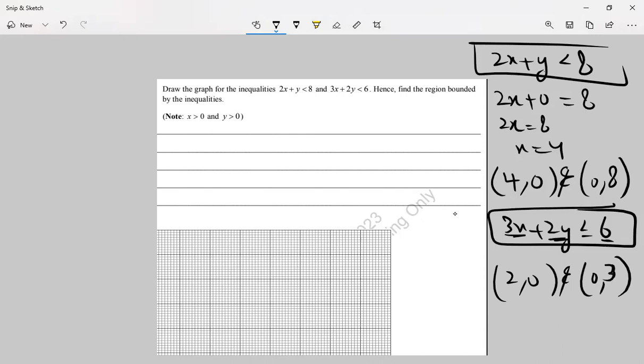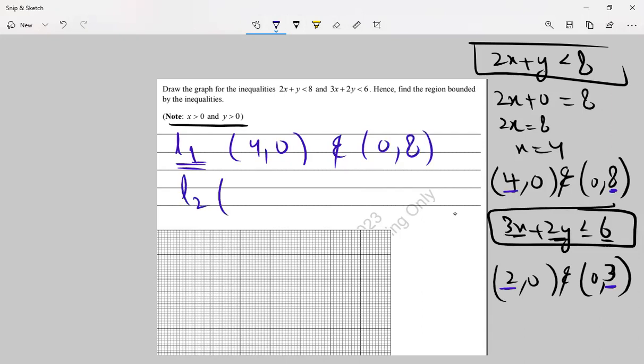Whenever you draw the graph, always see the maximum and the minimum points. For example, if you look critically, the maximum x coordinate is 4 and the maximum y coordinate is 8. I will draw the graph according to it. The coordinates of line 1 are 4, 0 and 0, 8. The coordinates of line 2 are 2, 0 and 0, 3.